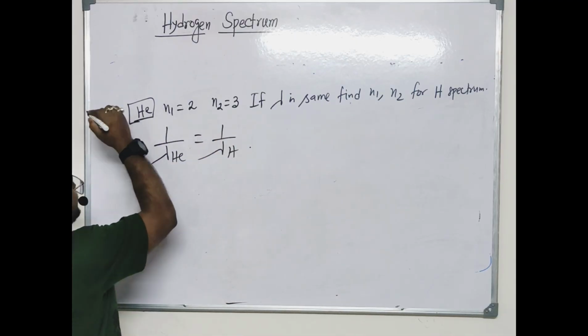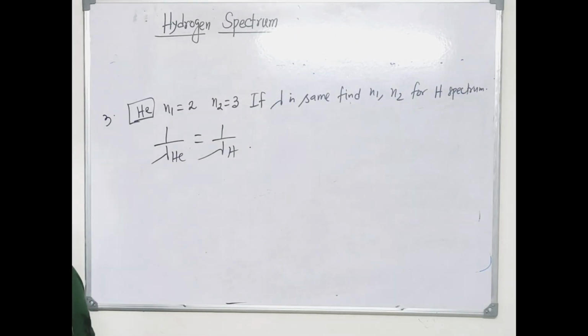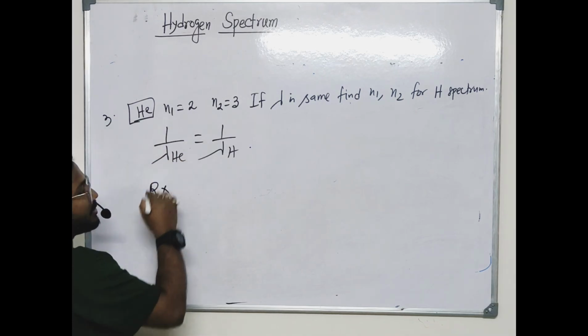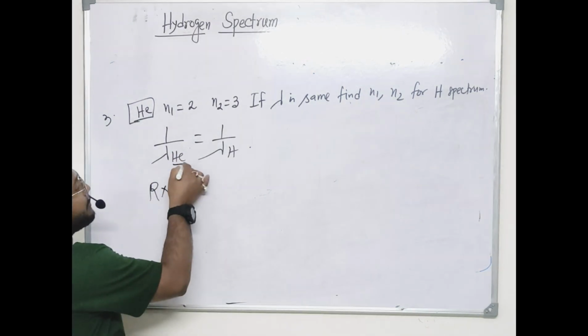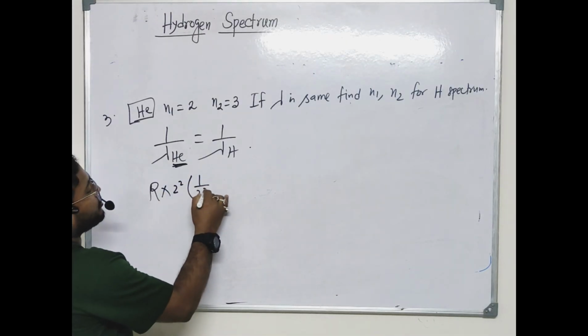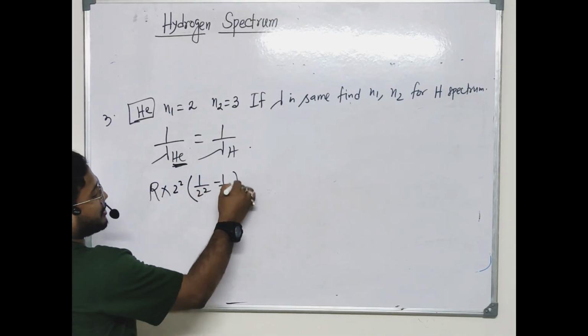This is our third question. 1 by lambda helium equal to 1 by lambda hydrogen. So the format is R into Z square. What is the Z value for helium? Helium atomic number is 2. So R Z square into 1 by 2 square minus 1 by 3 square.